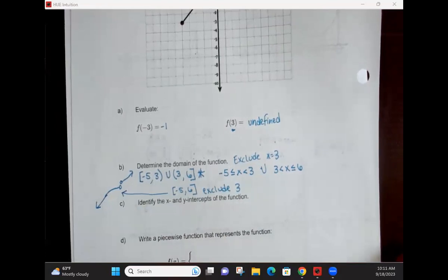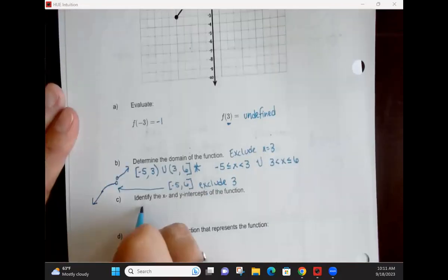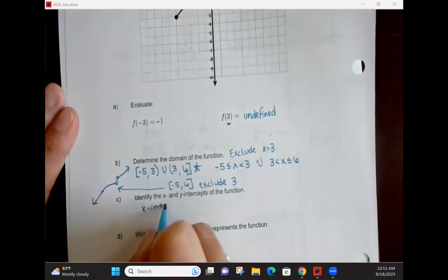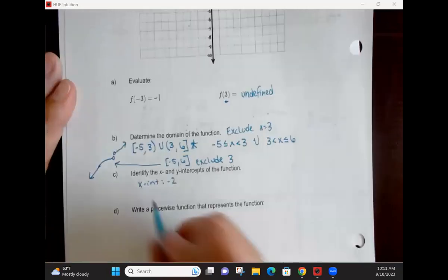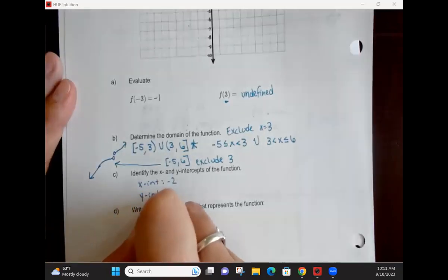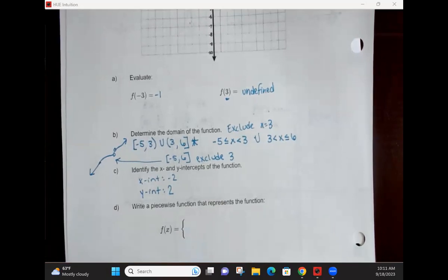Does our function have x-intercepts? Any x-intercepts here on your graph at -2? How about y-intercepts? Any y-intercepts here? At 2, at +2. I don't want you to forget the old stuff if we're working on new stuff. And then another thing we've done before, piecewise function that represents this.